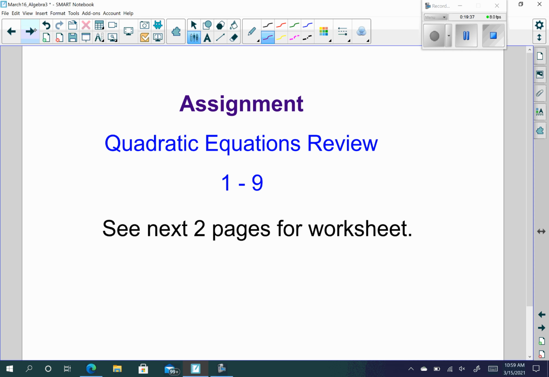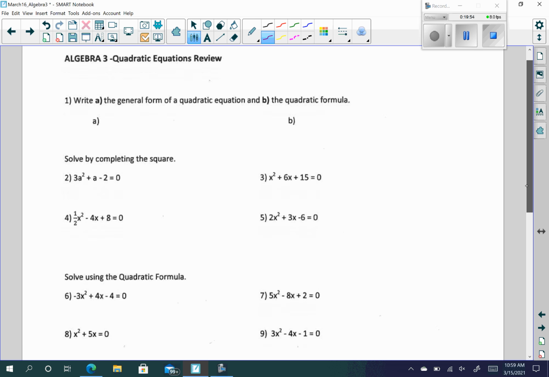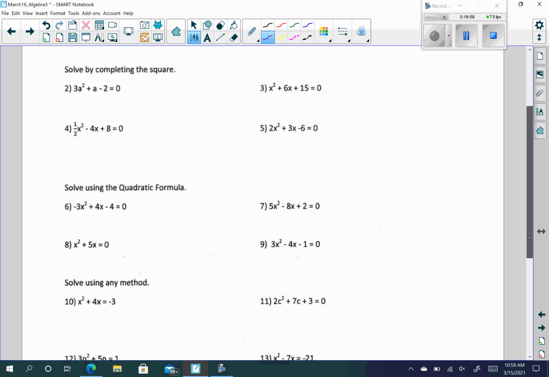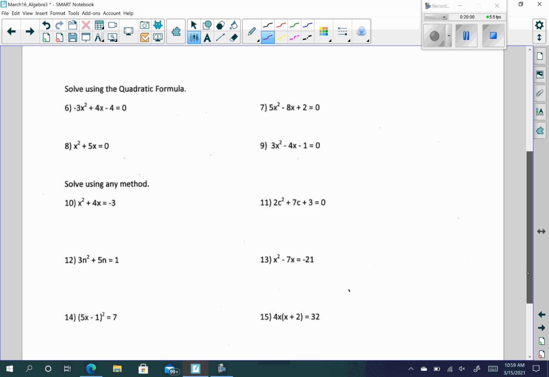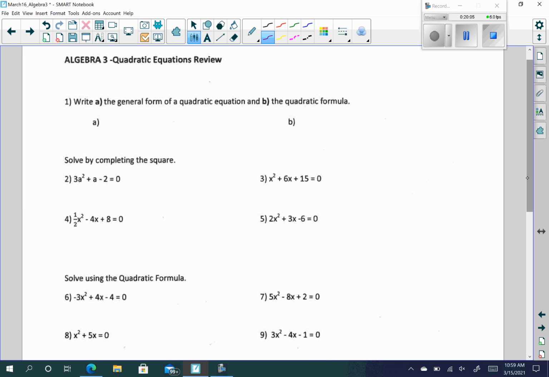So we're going to continue with these types of problems tomorrow. Off of the quadratic equations review, I just want you guys doing 1 through 9. Just to show you what you'd have to do here, 1 goes back to our notes. 2 through 5 solve by completing the square, and 6 through 9 solve using the quadratic formula. Eventually, you'll choose the method that you wish to use to solve these. I'll have this posted as a separate PDF. Let me know if you guys have any questions.